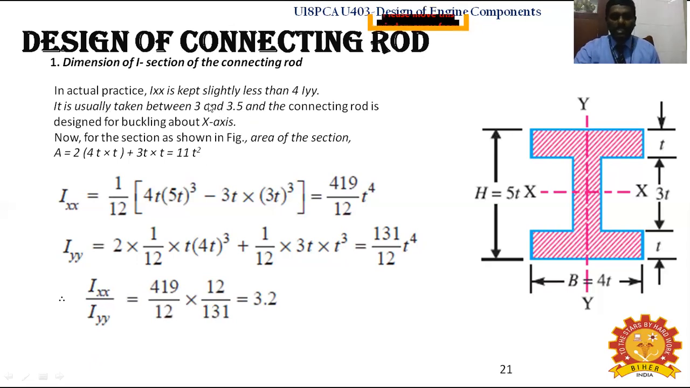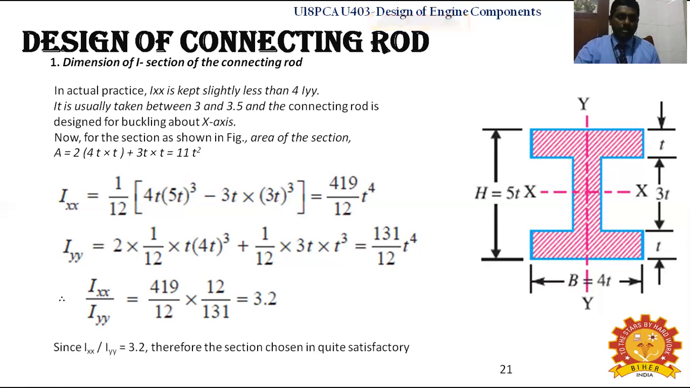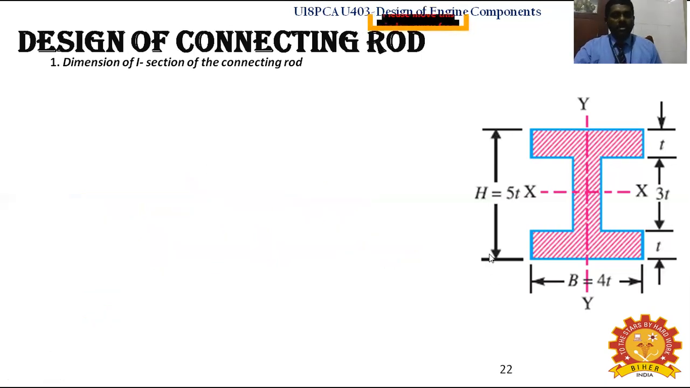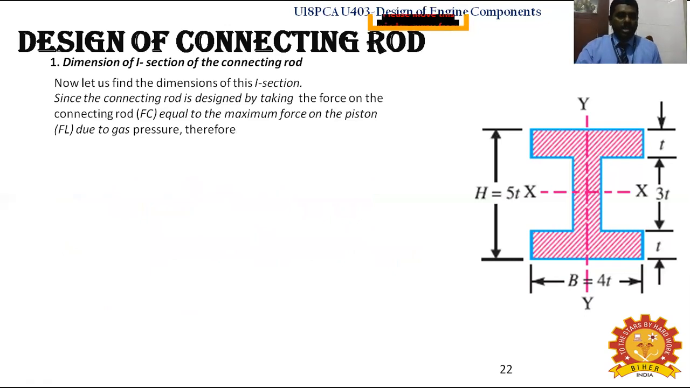So in actual practice, Ixx is kept slightly less than 4 Iyy. So Ixx now is equal to 3.2 Iyy. It is not exactly 4, but slightly less than that. It is 3.2 times Iyy. So the section chosen is quite satisfactory. It has to be less than 4 Iyy. If it is exceeding, then the design is not safe, and you have to change the dimensions. As you have seen, the design is safe.